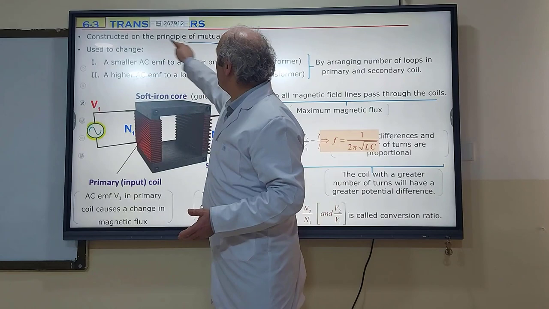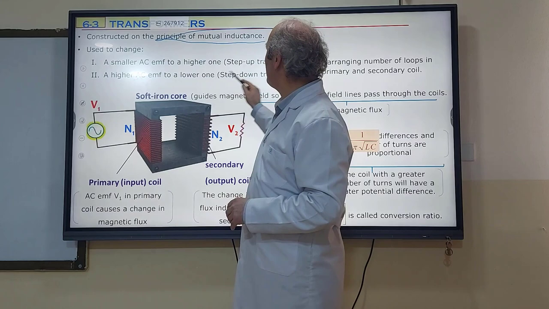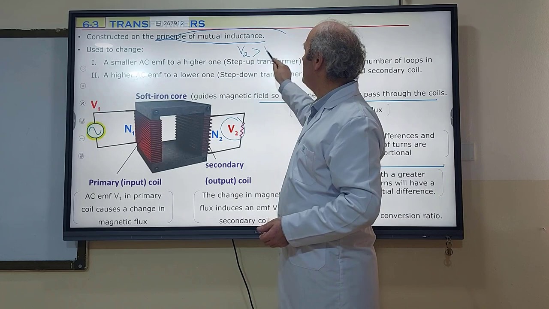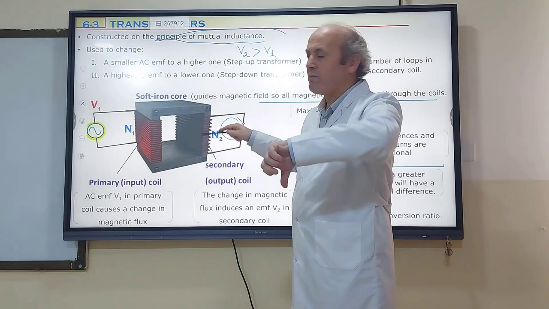Based on the principle of what? Mutual inductance. We have two types of transformers. One of them is the step-up transformer, which increases the potential difference. V2 is going to be greater than V1 in a step-up transformer. The secondary potential difference is greater than the primary potential difference. The second type is the step-down transformer, where V2 is less than V1.